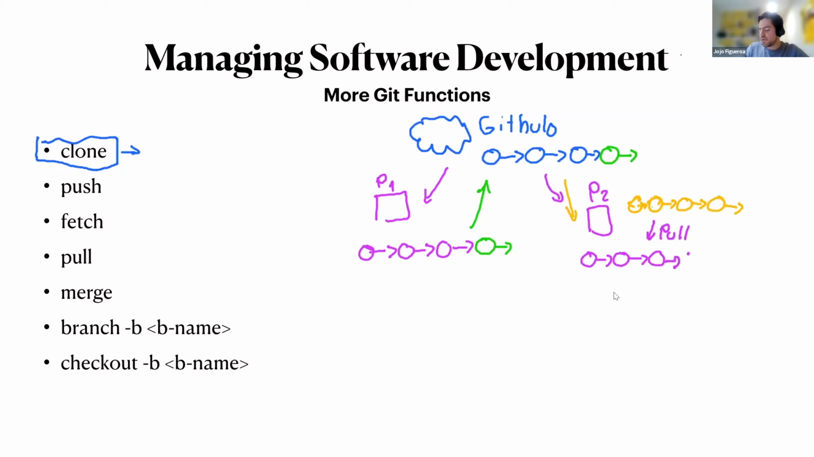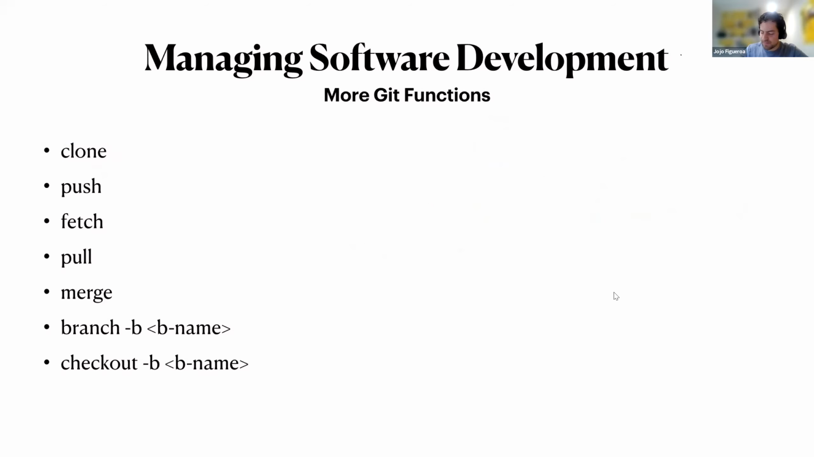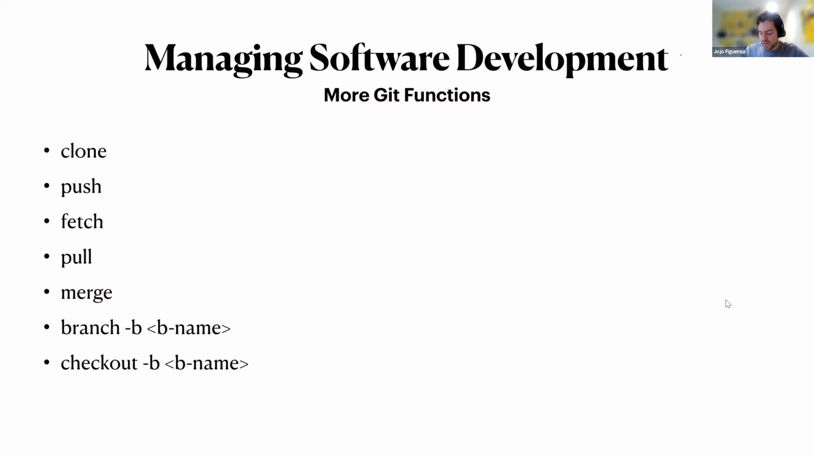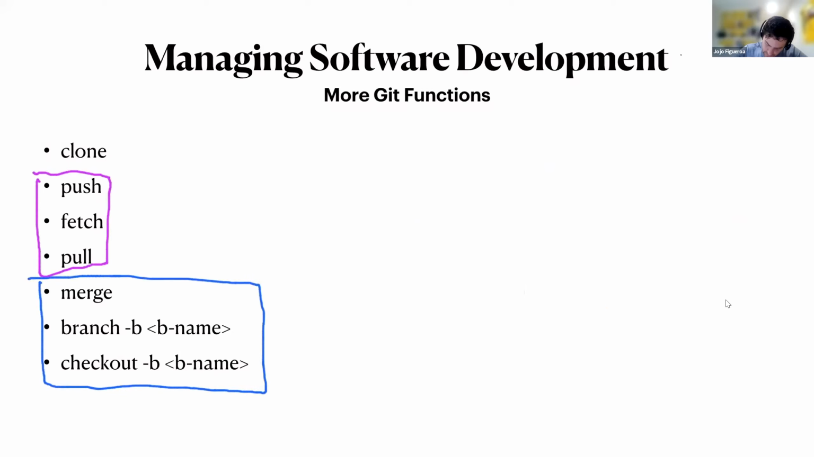With pull, you will actually get the changes into your local repository, so you can modify everything and get all the changes that have been done by another person. So that's that. We are going to be using this tree, and later on we're going to be using this other tree.